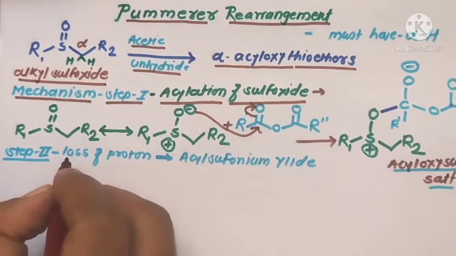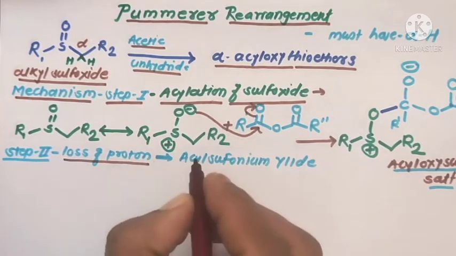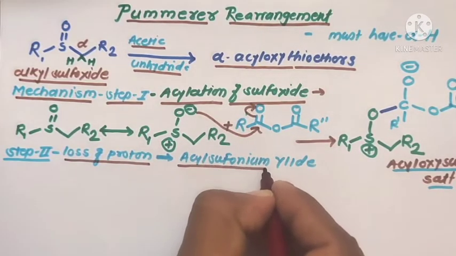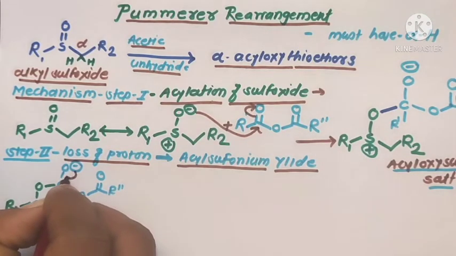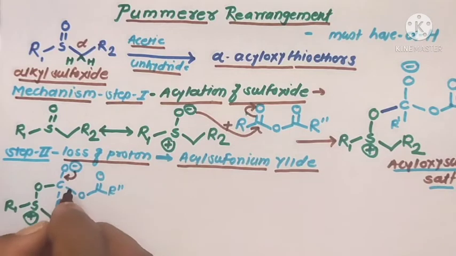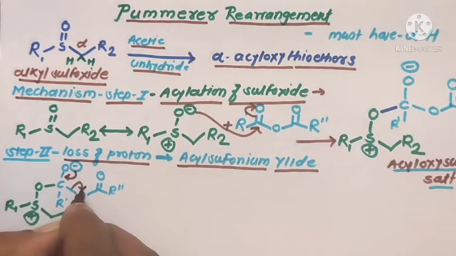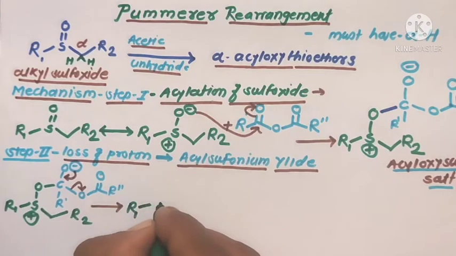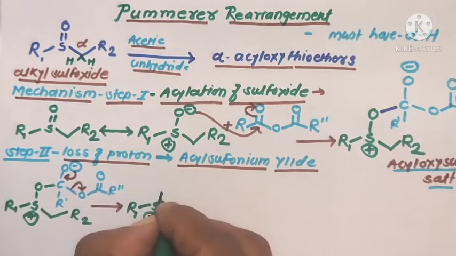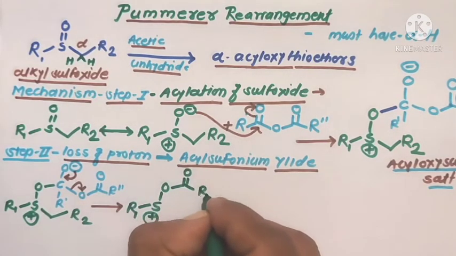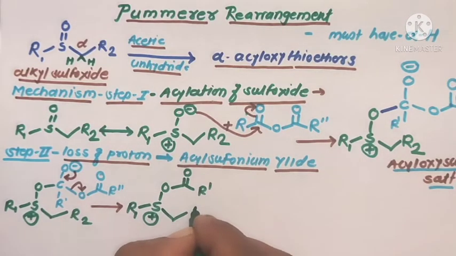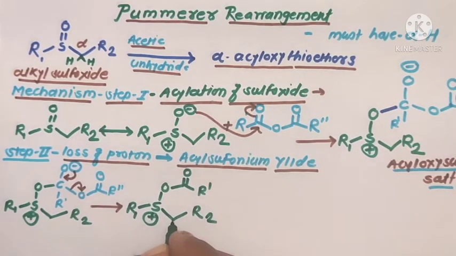In step second, there is loss of a proton from the alpha carbon atom to form an acyl sulfonium ylide compound. Here, from these molecules there is loss of a proton; the bonding electrons shift to form a double bond from a single bond, then the bonding electrons shift toward the oxygen atom. R1 S positive charge, O, C double bond O, R', R2 molecules.